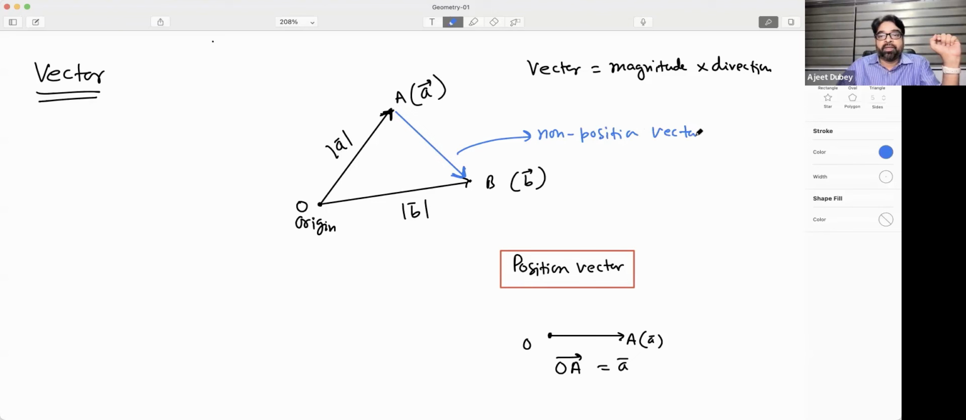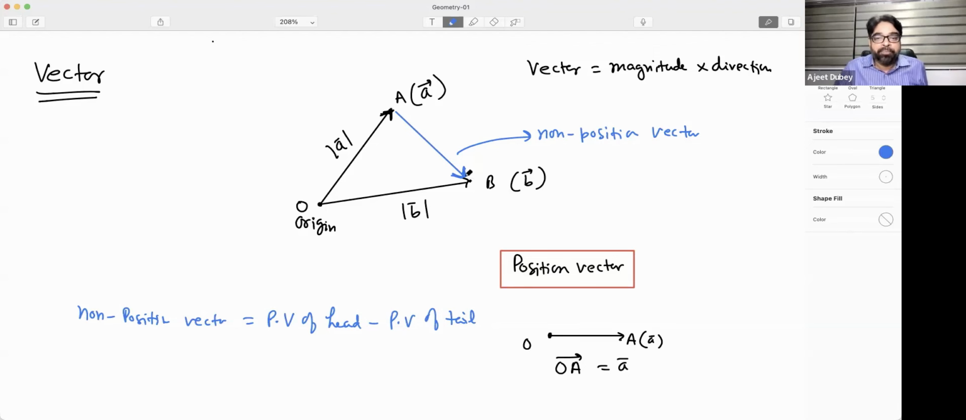Position vector and non-position vector. A non-position vector always equals the position vector of the head minus the position vector of the tail. So this vector will be nothing but, see, the head position vector: this point's position vector is B, and this point's position vector is A. So this will be B minus A. This is the B minus A vector. I'm sure it's clear to everybody.